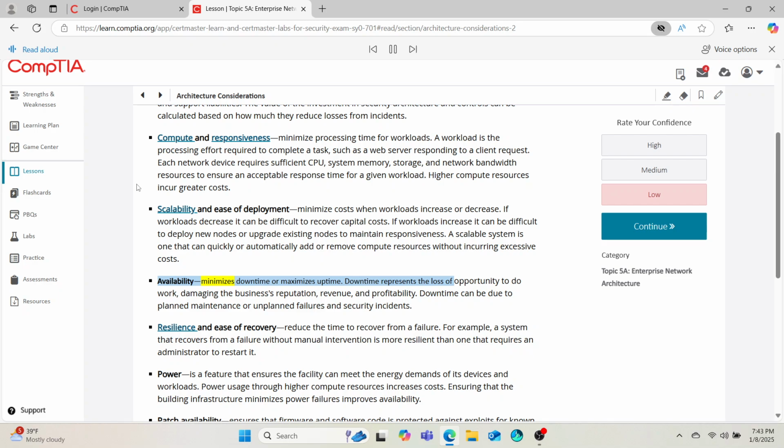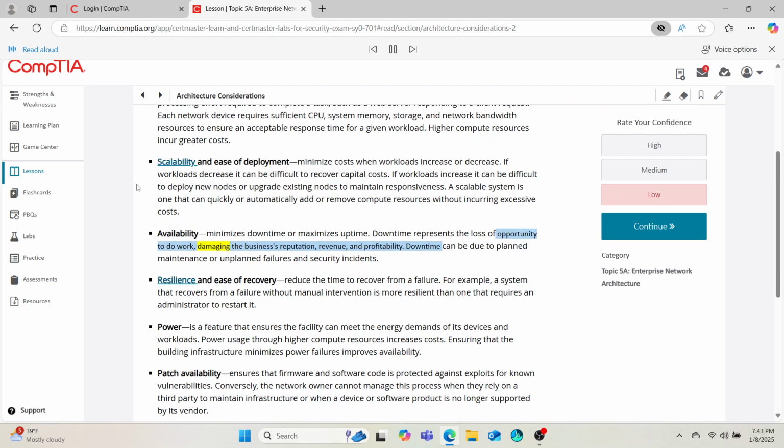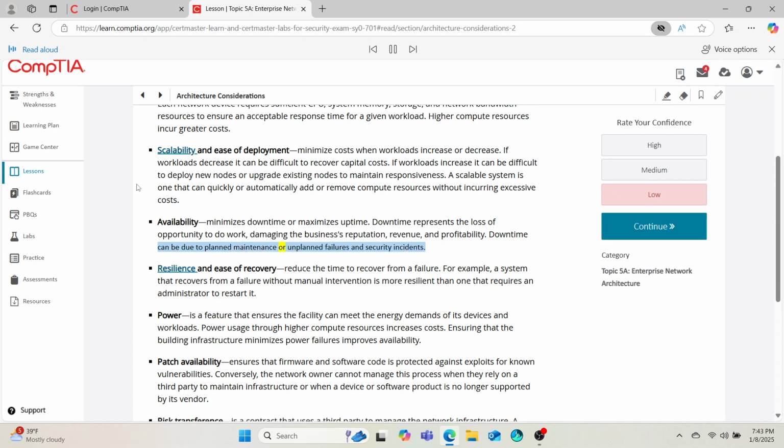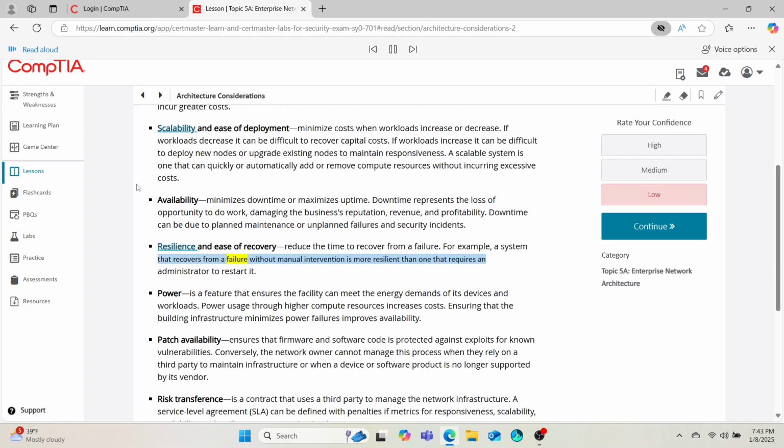Availability minimizes downtime or maximizes uptime. Downtime represents the loss of opportunity to do work, damaging the business's reputation, revenue, and profitability. Downtime can be due to planned maintenance or unplanned failures and security incidents. Resilience and ease of recovery reduce the time to recover from a failure. For example, a system that recovers from a failure without manual intervention is more resilient than one that requires an administrator to restart it.